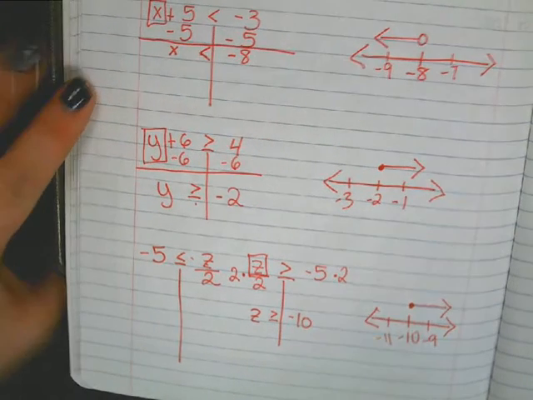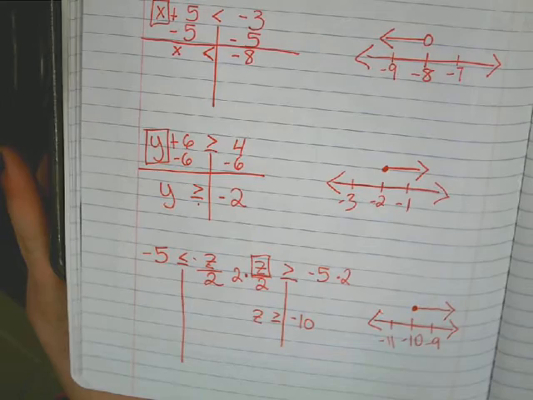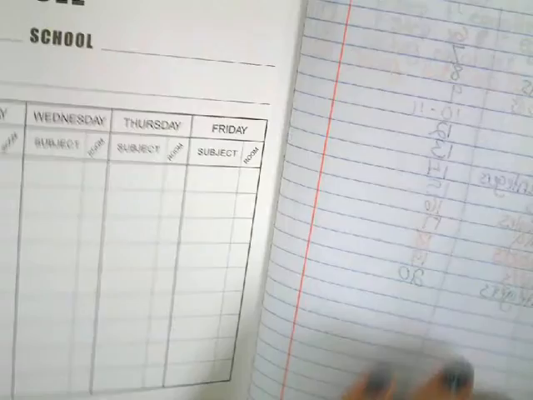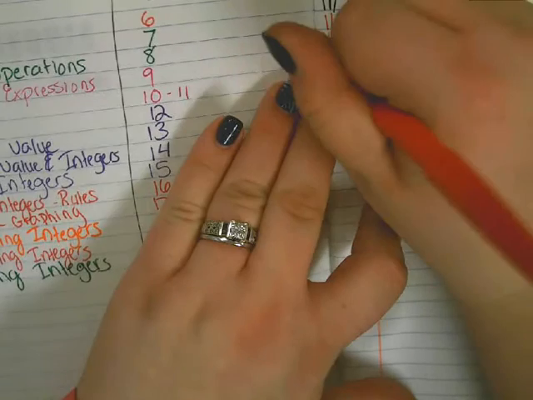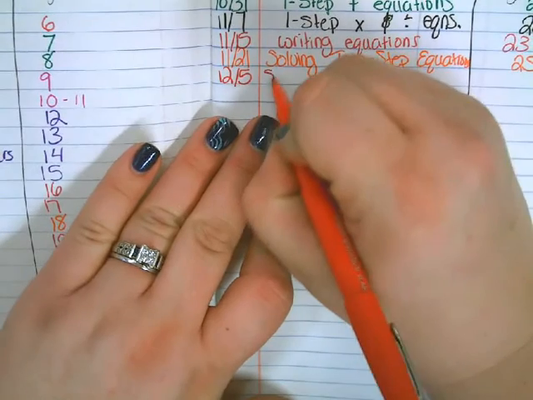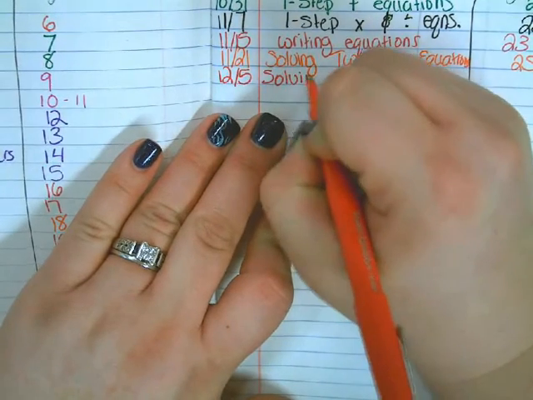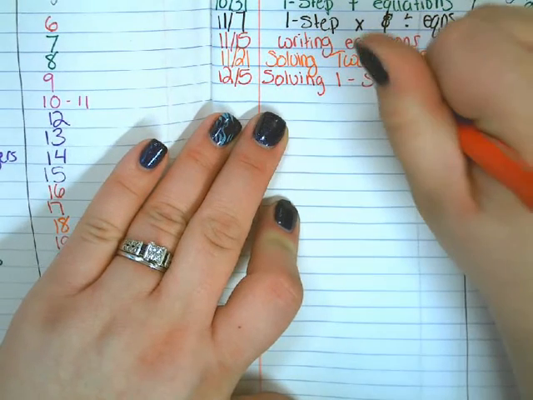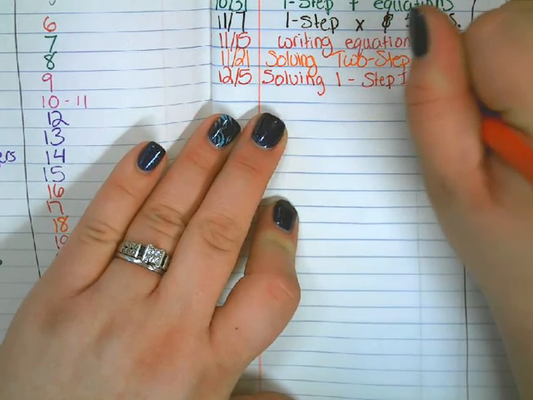Questions on that? Alright, go ahead and flip to page 3, fill out your table of contents. Today is 12/5, and we did solving one-step inequalities. And I was on page 26.